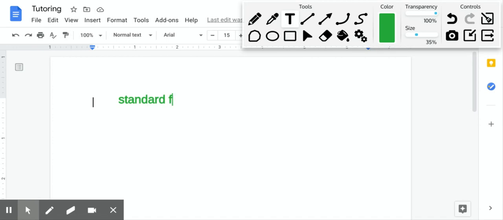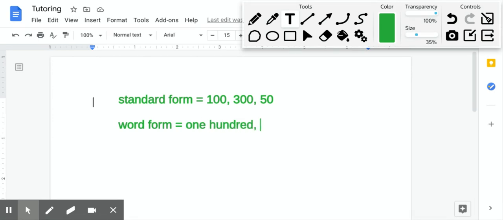Standard form is the simplest of all three. It's just writing a number. So I have the number 100, that's it. 300, that's it. 50, that's it. Simple. Word form is writing the number in words. So 100 would be "one hundred." 47 would be "forty-seven." And 9 would be "nine."